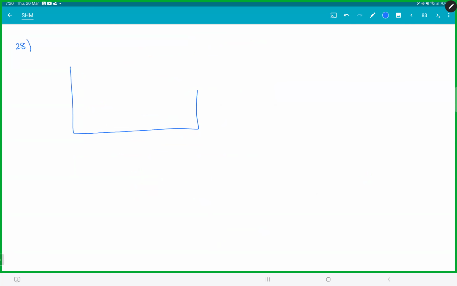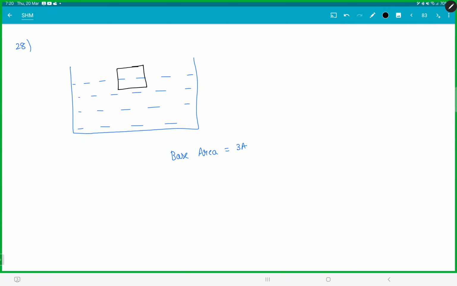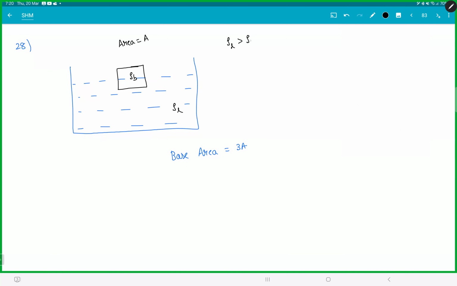28. We have a container filled with liquid. Here, this base area is, let's say, 3A. We kept a block here, area A, density rho B, liquid density rho L. Rho liquid is greater than rho B, so it is floating. Find the time period for small oscillations. We have done this as an example, if you remember.